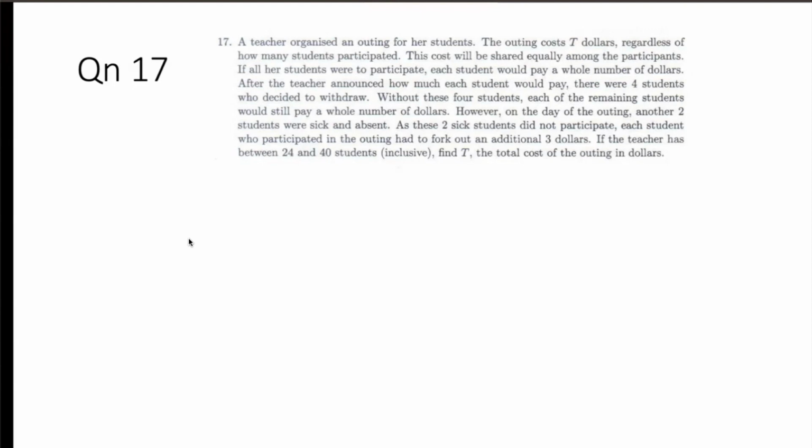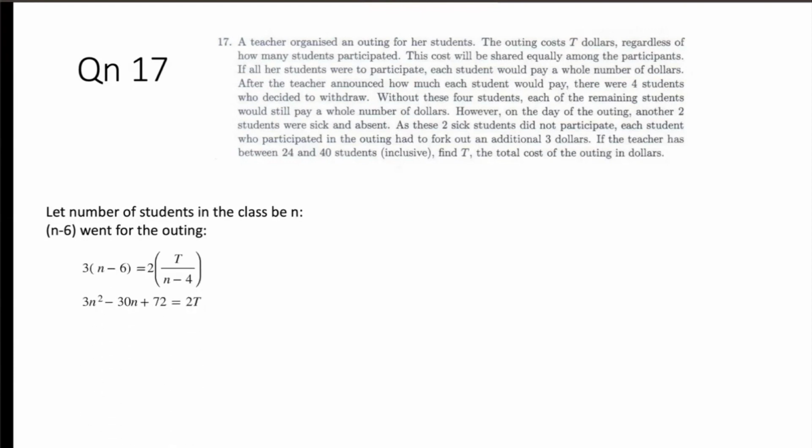So first, we let the total number of students in the class be n, which means that n minus 6 students went for the outing. With this information, we can form this equation. The left-hand side shows the amount of money the students who went for the outing had to pay extra due to the 2 sick students, while the right side of the equation shows the amount that the 2 sick students did not pay. Making t the subject of the equation, we get a quadratic.